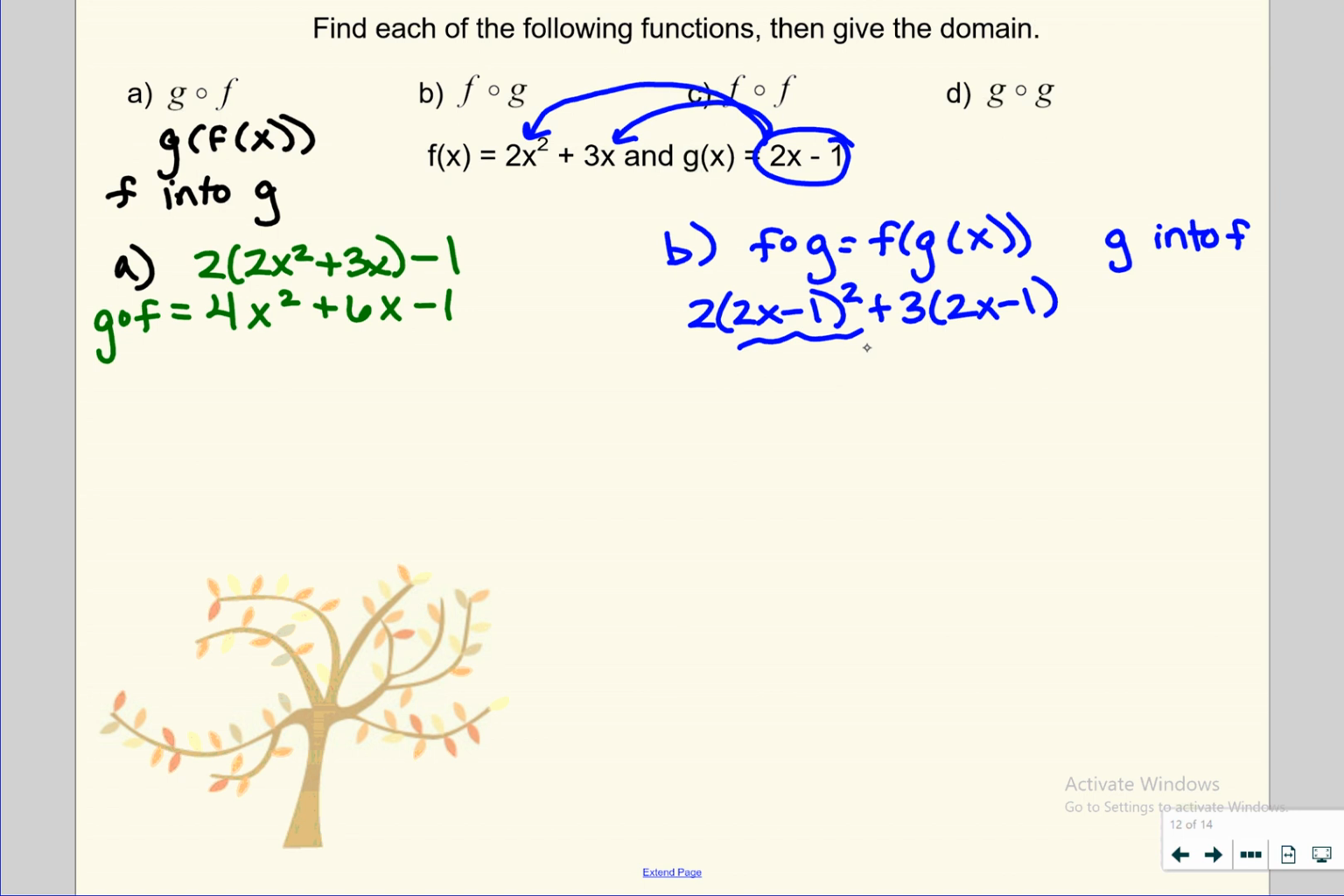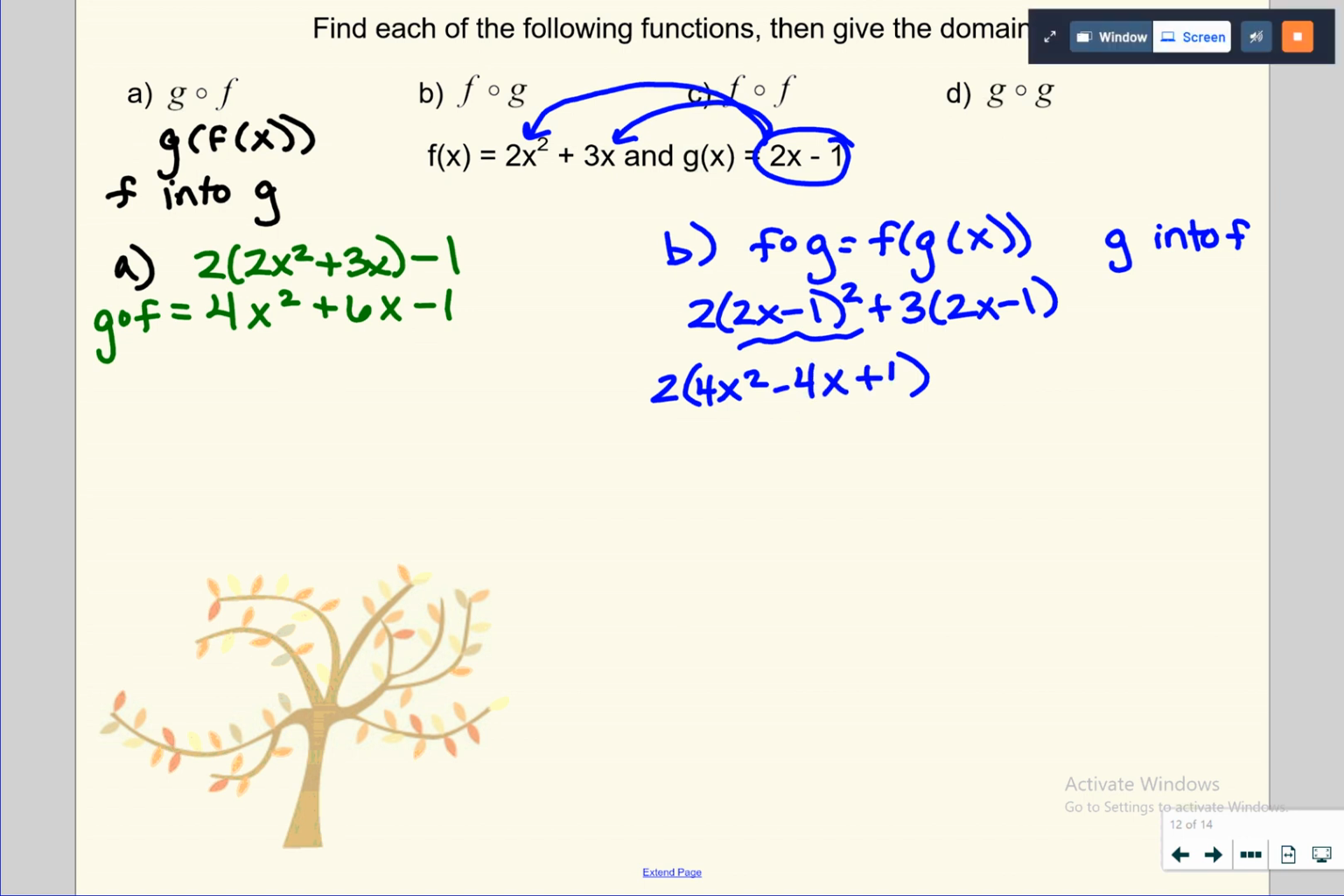Expand it? FOIL? Yep. Distribute later. Okay, so right now I'm just going to FOIL. First term's 2x and 2x, give me 4x squared. Outside terms are negative 2x, inside terms are negative 2x, it's a negative 4x. Last term, positive 1. Okay, and I'm just going to bring everything else down. So all I did was FOIL.